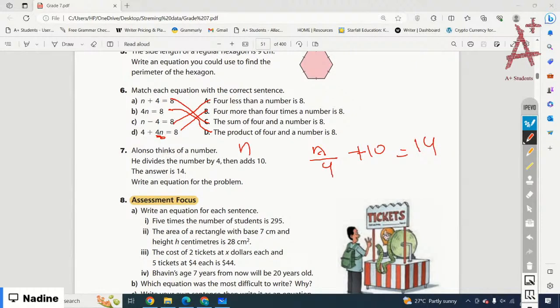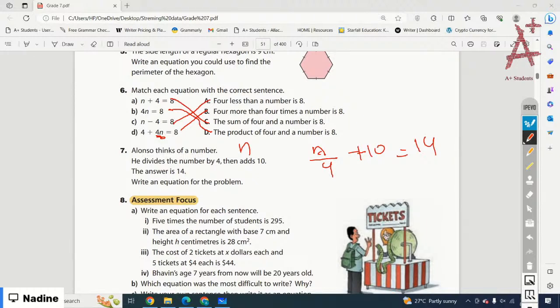He thinks a number, the number he thinks is n. He divided the number by 4, it would be n over 4. Then added 10, so it would be n over 4 plus 10, and that equals 14. So it is n over 4 plus 10 equals 14, right?